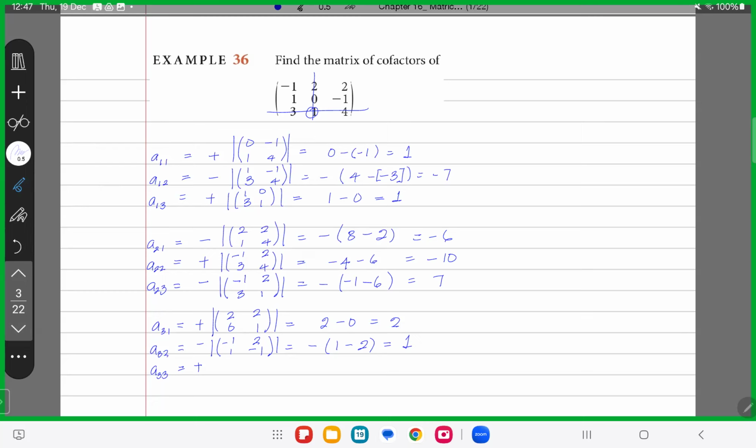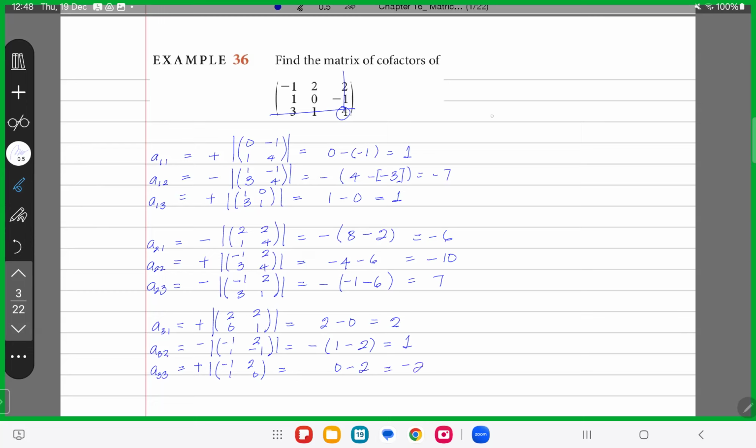Lastly, the cofactor of this element: ignore the elements in the row and the column with that particular element, and find the determinant of the matrix formed by the remaining elements. And this is 0 minus 2, minus 2.